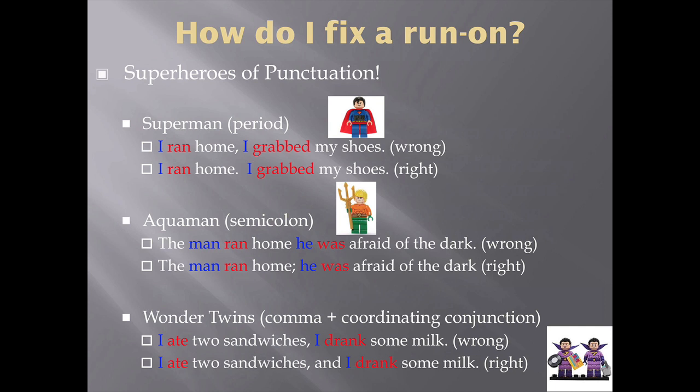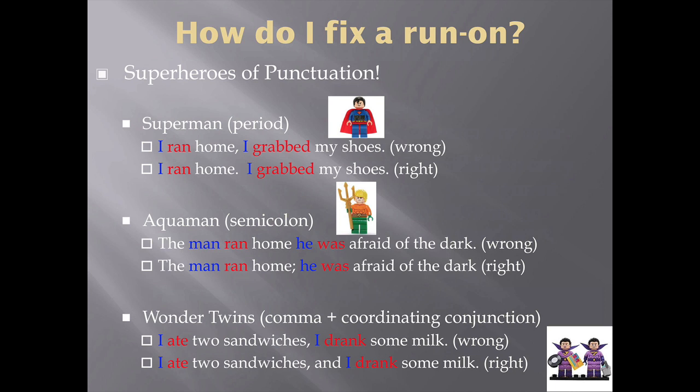We'll call that the Aquaman, because a semicolon is semi-cool. Not as cool as Superman, you don't make two complete sentences, but it's cool enough to make a correct sentence. And what you would do as a writer is you would make a choice to show your reader that the two sentences you're trying to write are very closely connected. And you would do that with an Aquaman. It signals your reader that you are a savvy, astute writer who can connect sentences correctly in meaningful ways.